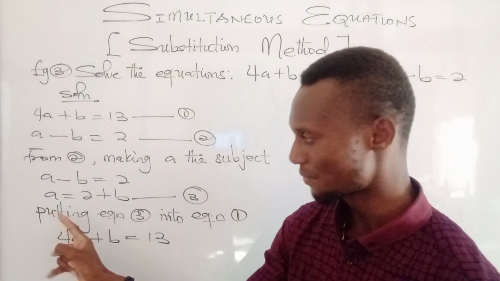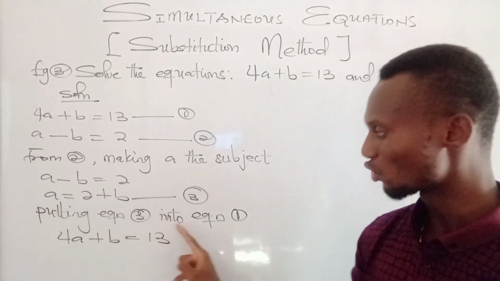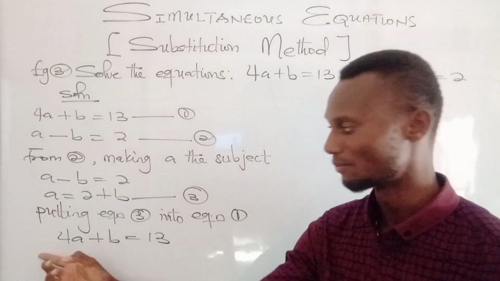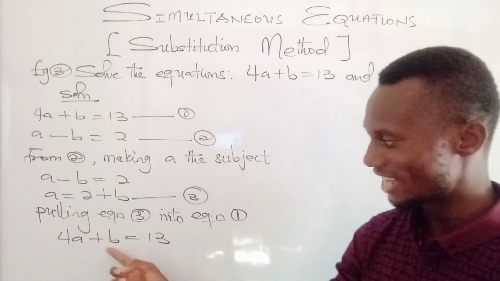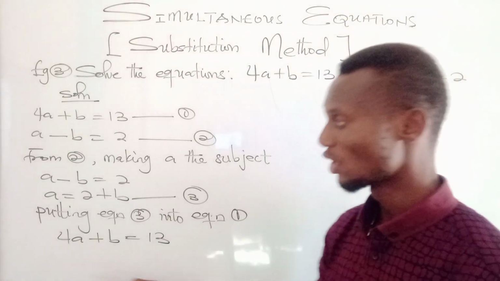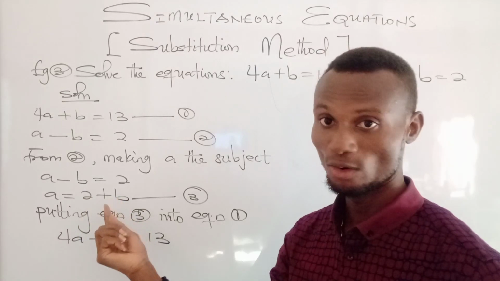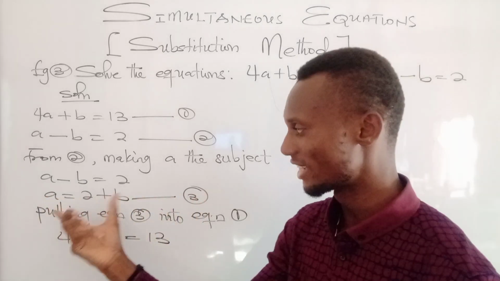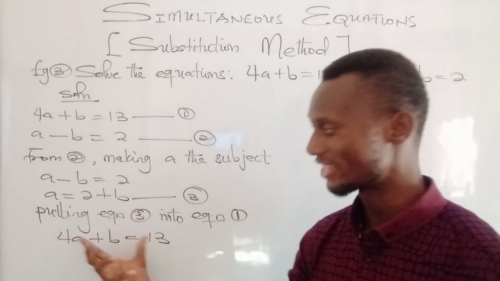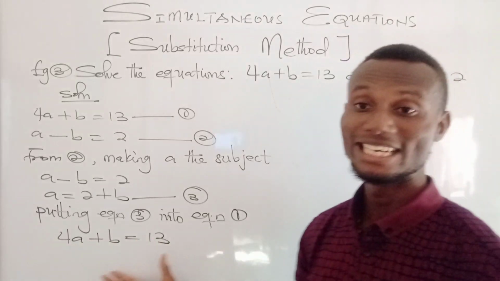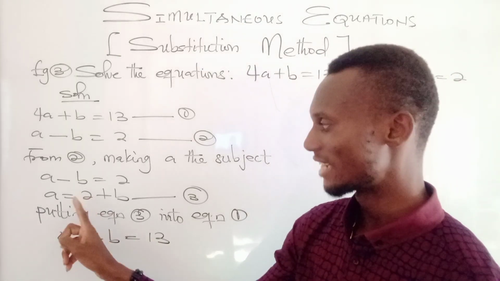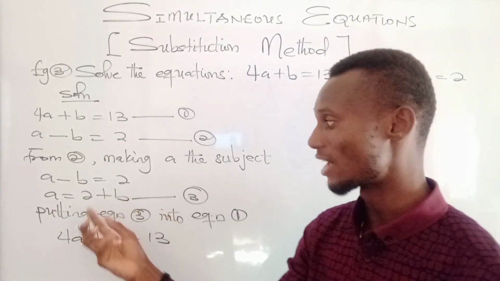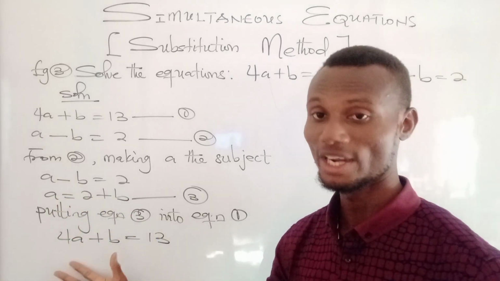From the statement we've written, putting equation 3 into equation 1, it means that wherever we see A in equation 1, which is 4A plus B equals 13, we are going to put 2 plus B there. Because we've made A the subject, which is giving us equation 3. So wherever we see A in equation 1, we are going to substitute the value of A, which is 2 plus B, so that we solve further.